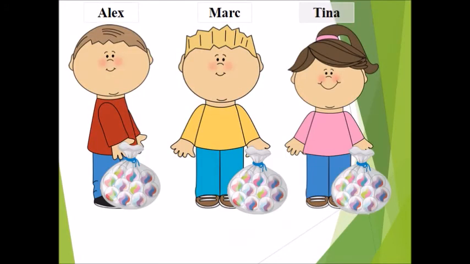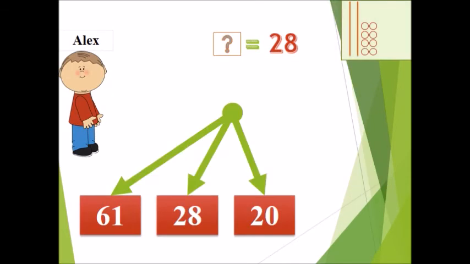The three kids played another game. Let's find out how many did each one collect in the second game. Alex collected the same number of marbles as he did in the first game. We already know that he collected 28 marbles in the first game. This sign means is equal to. What number is equal to 28?